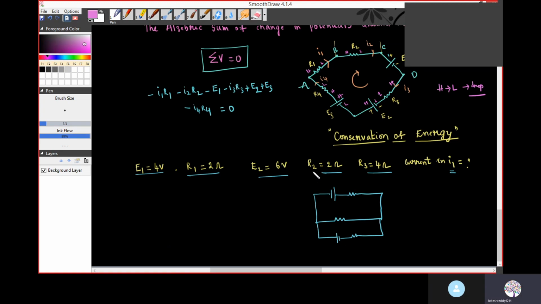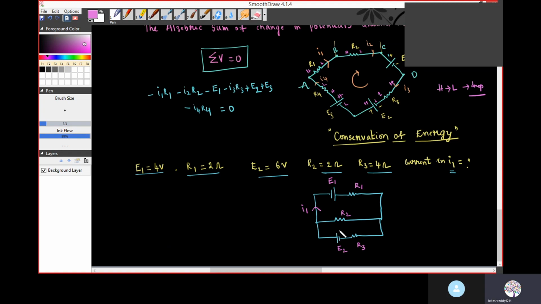Now let us take this as E1. This is R1. This is R2. This is E2. And this is R3. Now the current going in this loop is I1.